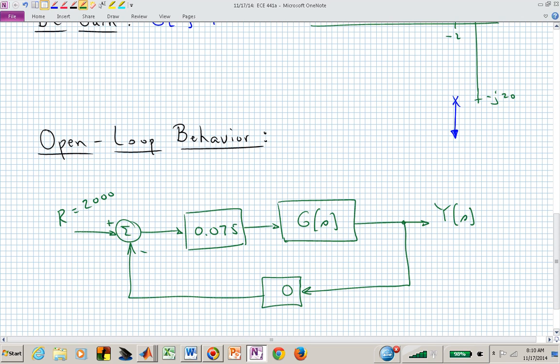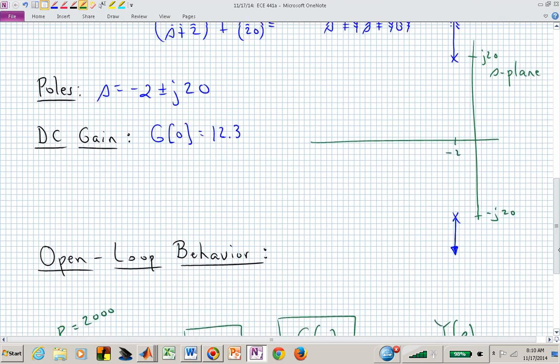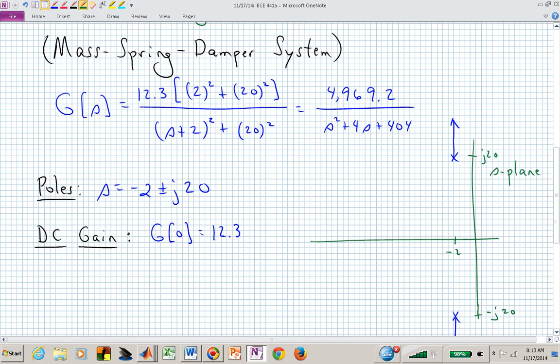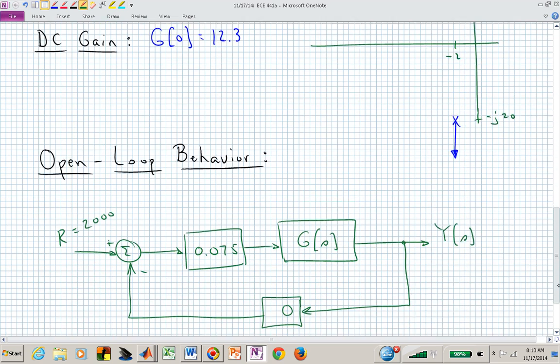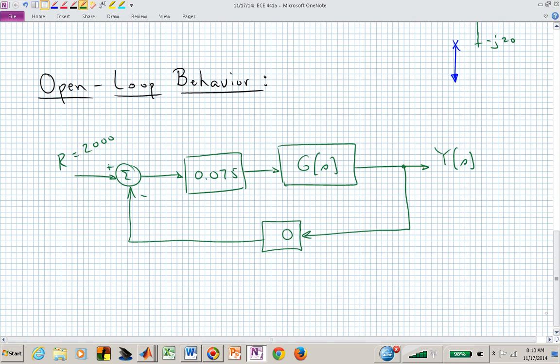Where are my poles? I would sort of consider this as the k equals 0 scenario, because you're not closing the feedback path. Now your poles in this system are right where the poles of G of S are. They're not influenced by that gain of 0.075, and they're not influenced by that applied reference input of 2000.